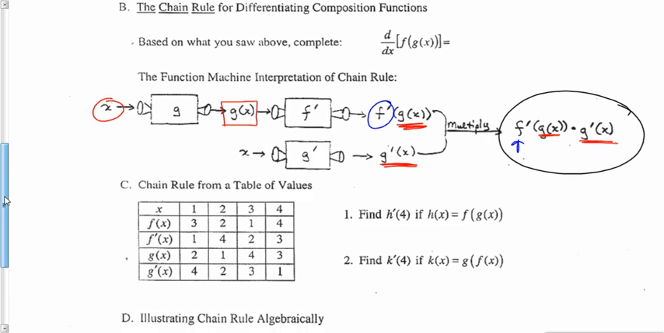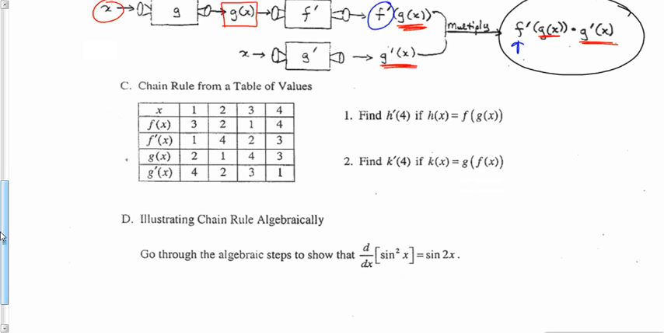So now that we've done a few chain rules, we're going to look at the chain rule from a table of values. So in number 1, we're trying to find h prime of 4 if h is f of g of x. So the first thing I need to do is rewrite my derivative. And again, f is the outside and g is the inside. I cannot plug any numbers in first. I must find the derivative using just x first. Then I'm going to go to the table and use some numbers.